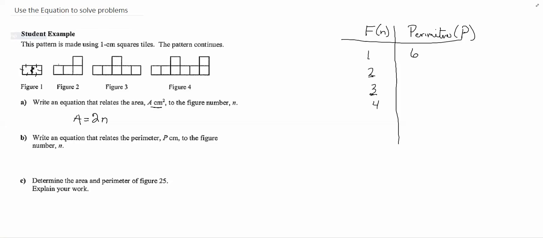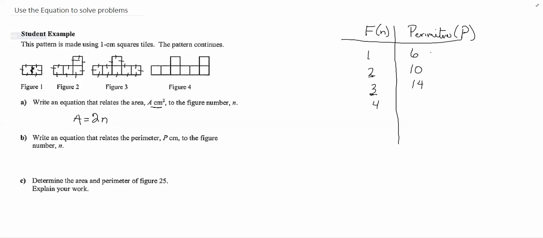Figure number 2 has 1, 2, 3, 4, 5, 6, 7, 8, 9, 10. So figure number 2 has 10 centimeters of perimeter. Let's do figure number 4. 1, 2, 3, 4, 5, 6, 7, 8, 9, 10, 11, 12, 13, 14.